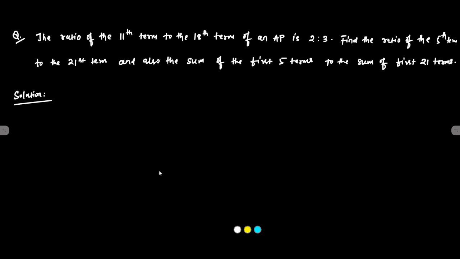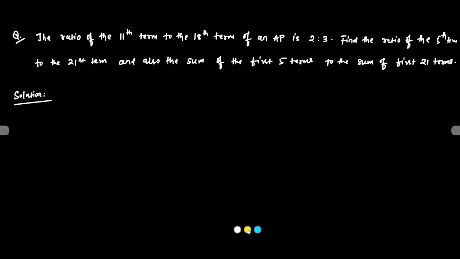So here is another question on sum of n terms of an arithmetic progression. It is given the ratio of the 11th term to the 18th term of an AP is 2:3. Find the ratio of the 5th term to the 21st term and also the ratio of the sum of the first 5 terms to the sum of the first 21 terms.